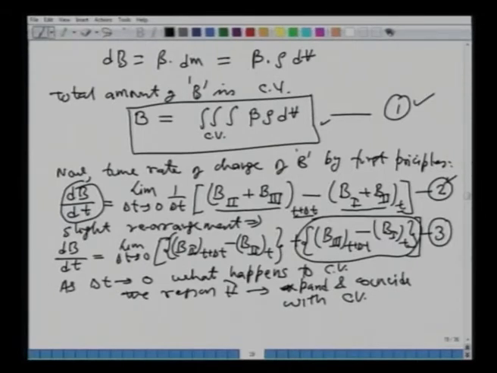And using the definitions of our different regions, we have the extensive property at time t plus delta t in regions 2 and 3, and the extensive property at time t in regions 1 and 2. So, we wrote this equation and then we did some slight rearrangement, and then we deal with the first term and the second term, one by one.